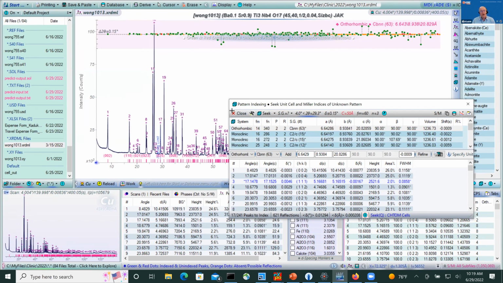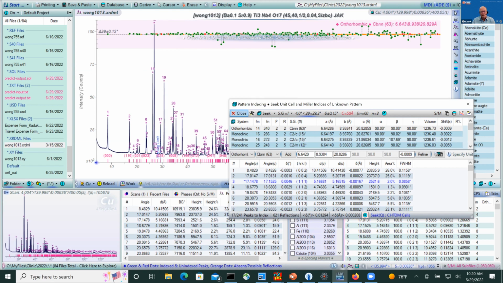I'm not going to bother showing you Predict-Dicvol because that 1/10 of a degree error is fatal. That program will fail. But this emphasizes the point that you want accurate peak positions, and the best way to do that is to add an internal standard and get exact peak positions. Okay, so enough about indexing.